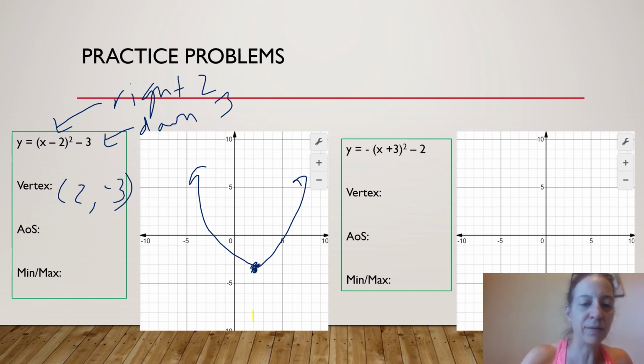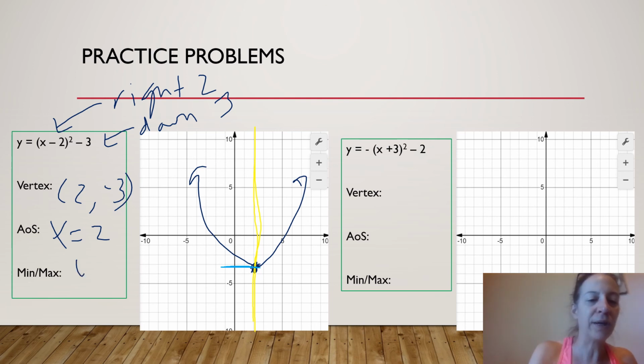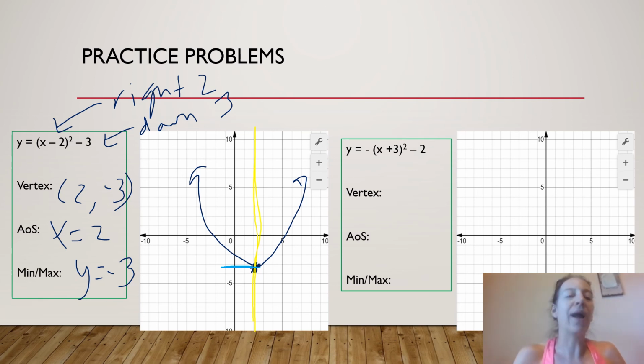Our axis of symmetry is running right through the center, and it's running right through the center at x equals 2. And the minimum value, and it is a minimum on this one, is the lowest point that it reaches, which is y equals -3. So if you got anything wrong, okay, make the corrections.